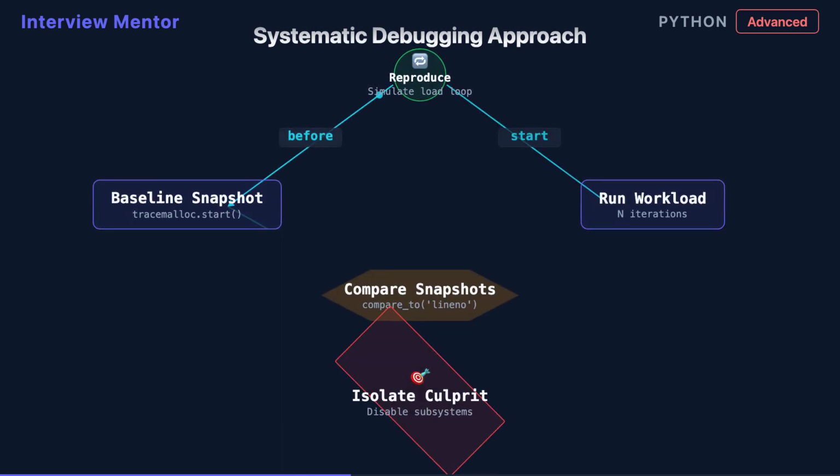Be methodical. Reproduce the leak with a loop that simulates real load. Capture a tracemalloc baseline, let it run, then take a second snapshot. Compare the two to find the heaviest allocators. Then binary search your code by disabling subsystems one at a time until memory stabilizes.